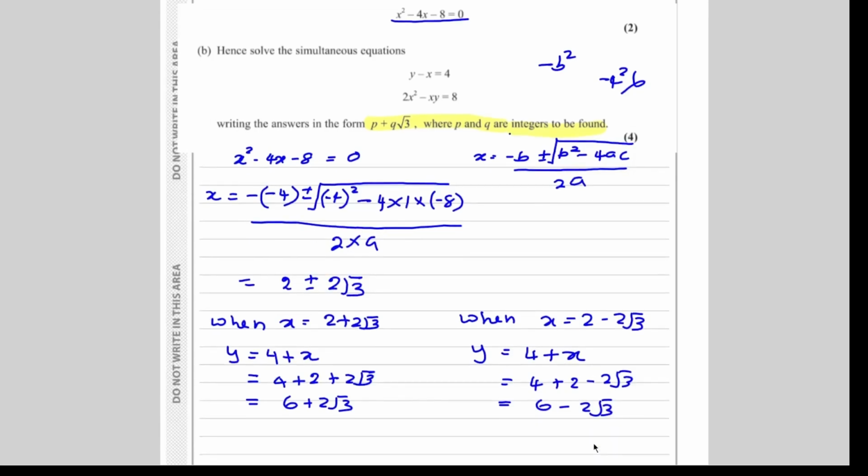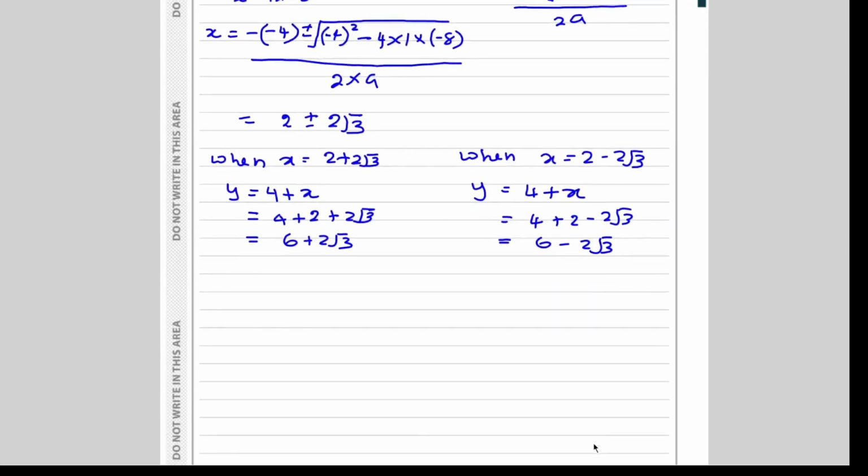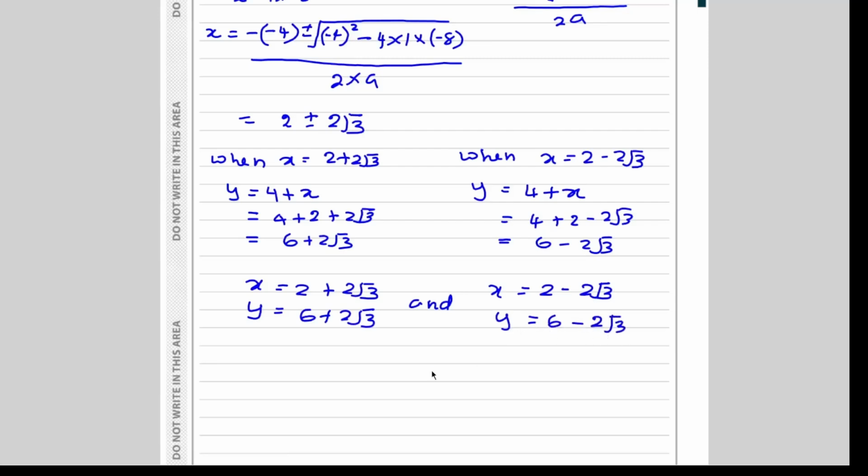So finally, we are getting the final answers. So let's write the answers. x equals 2 plus 2 root 3 and y equals 6 plus 2 root 3, and x equals 2 minus 2 root 3 and y equals 6 minus 2 root 3.